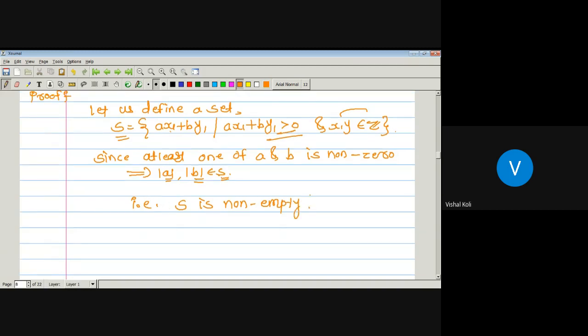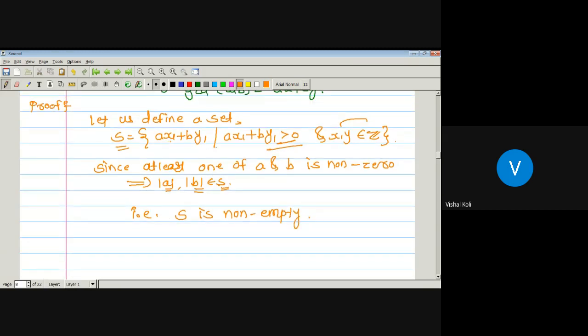Now here, S is a set which contains all the linear combinations of A and B which are greater than 0, and x, y are members of Z. It means it is a collection of positive integers. And here we have S as a non-empty set. So, as S is non-empty and it is a subset of the set of positive integers, then by the well-ordering principle, what is the well-ordering principle?